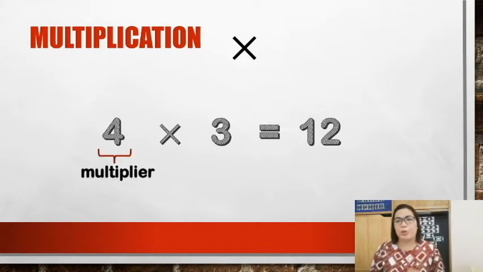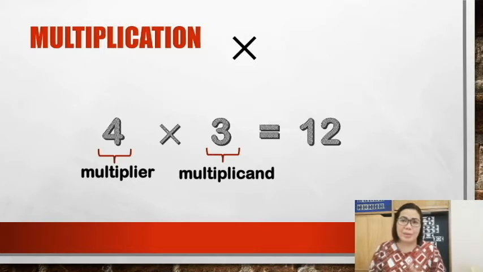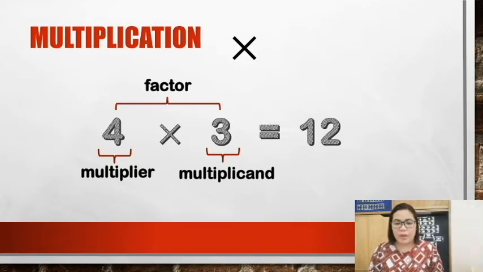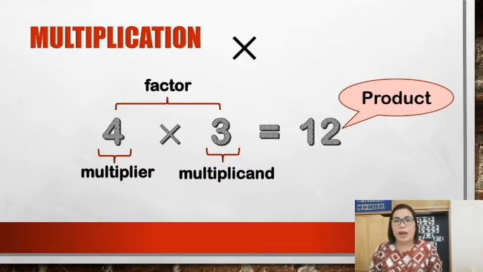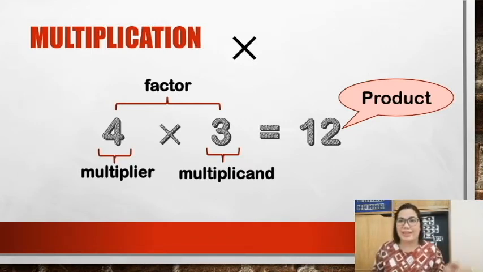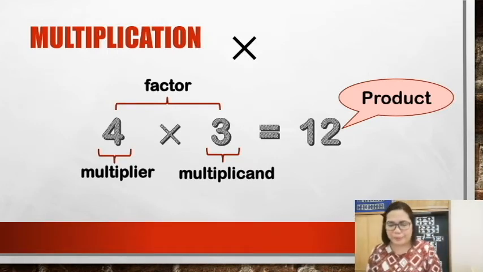And this 4 is what we call the multiplier, and then 3 is the multiplicand. Now, in mathematics also, these two things are simply called two factors, factors of 12. When you multiply 4 and 3, the resulting value is what we call the product. So when you are asked to find the product of 7 and 3, that simply means you have to multiply 7 and 3. The product of 5 and 4, you simply have 5 times 4.